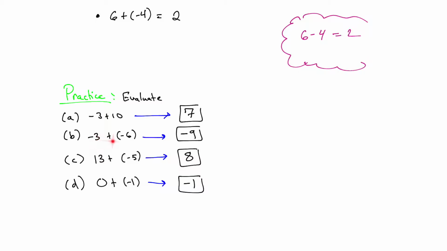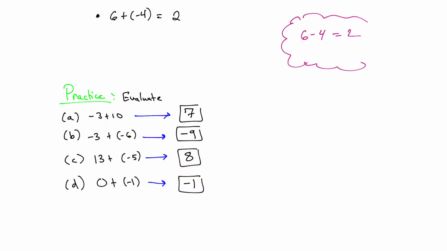Part B, negative 3 plus negative 6. They have the same sign. They're both negatives. So we'll just add the numbers. 3 plus 6 is 9, and keep the common sign, which is negative. Negative 9. Now these are actually opposite signs. So positive 13, negative 5. Do the natural subtraction. 13 minus 5 is 8, and keep the sign of the larger number, which in this case would be 13, which is positive, so we keep the positive, and we get 8.